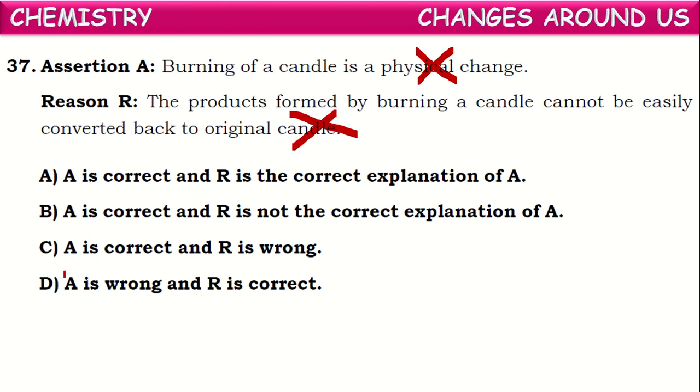Okay, both are incorrect statements. The products formed by burning a candle cannot be easily converted back. So it is a correct statement. We cannot convert them back easily. So they cannot be converted back into the original substance. So reason is correct, assertion is wrong. Where is it? Here. Okay.